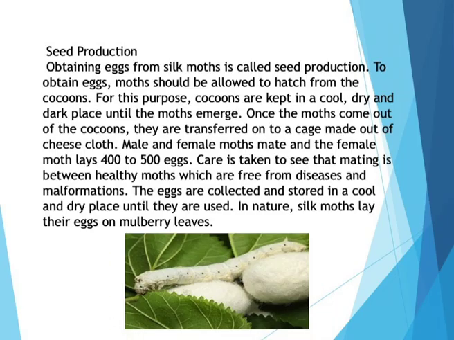How are the seeds produced? Obtaining eggs from silk moths is called seed production. To obtain eggs, moths should be allowed to hatch from the cocoons. For this purpose, cocoons are kept in a cool, dry and dark place until the moths emerge. Once the moths come out of the cocoons, they are transferred onto a cage made of cheesecloth.